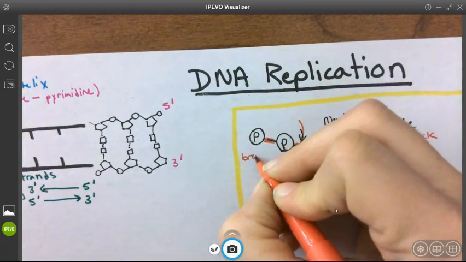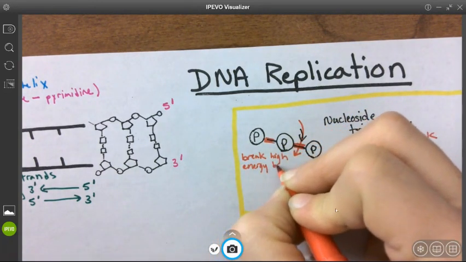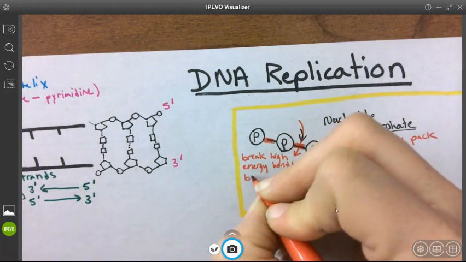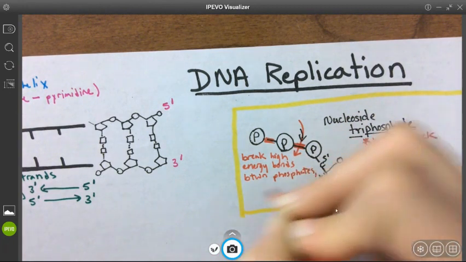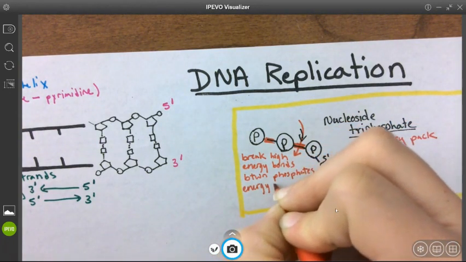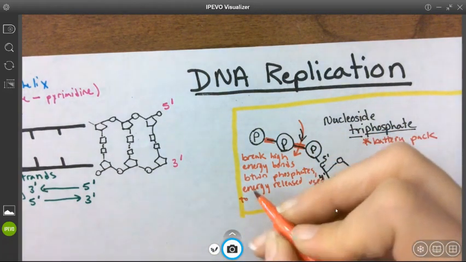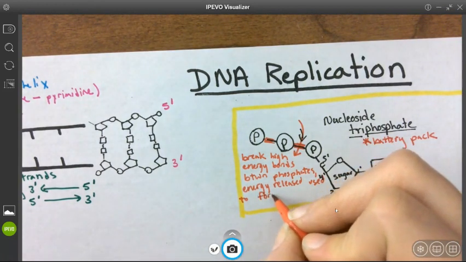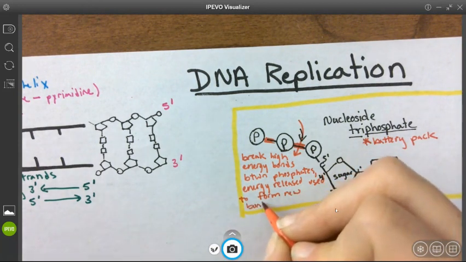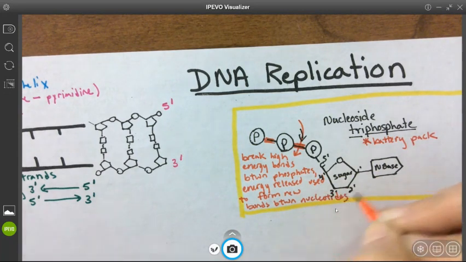So if we break the high energy bonds between the phosphates, the energy released can be used to form new bonds between nucleotides. So this basically powers DNA replication.